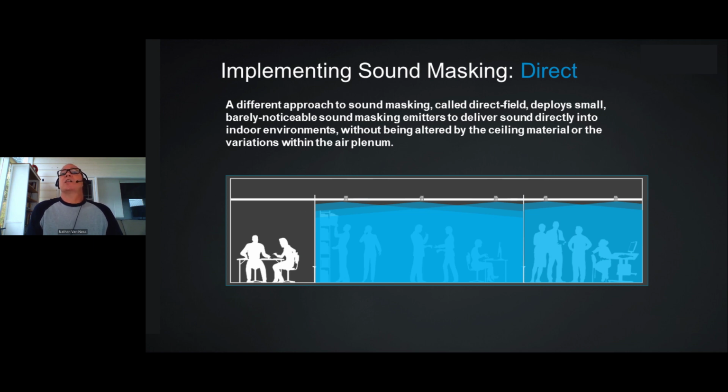Direct field sound masking eliminates some of the commissioning challenges of in-plenum designs and is highly energy efficient. In addition, sound masking can be more completely confined to the areas where it's required, and independent spaces or zones can more precisely receive the desired sound masking levels.